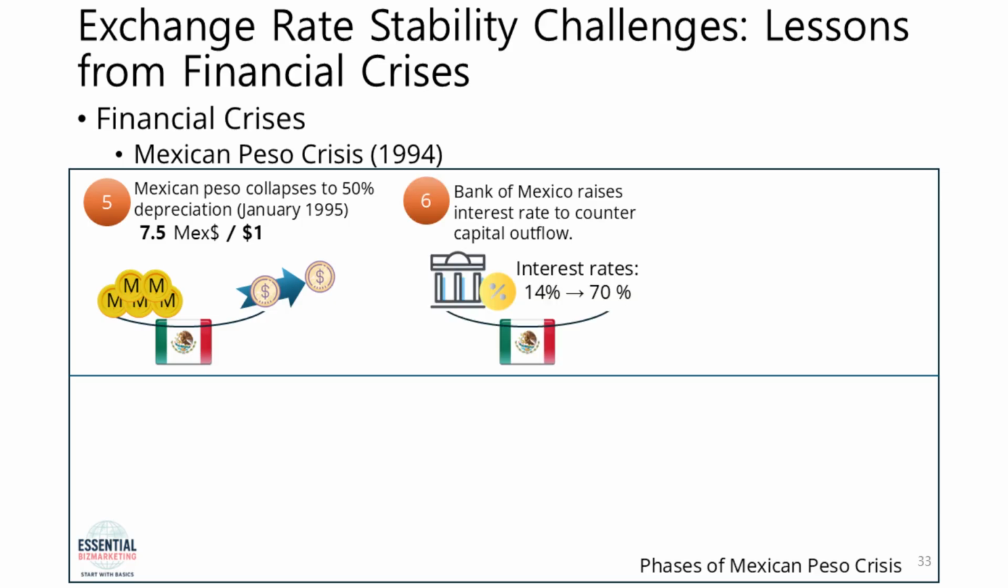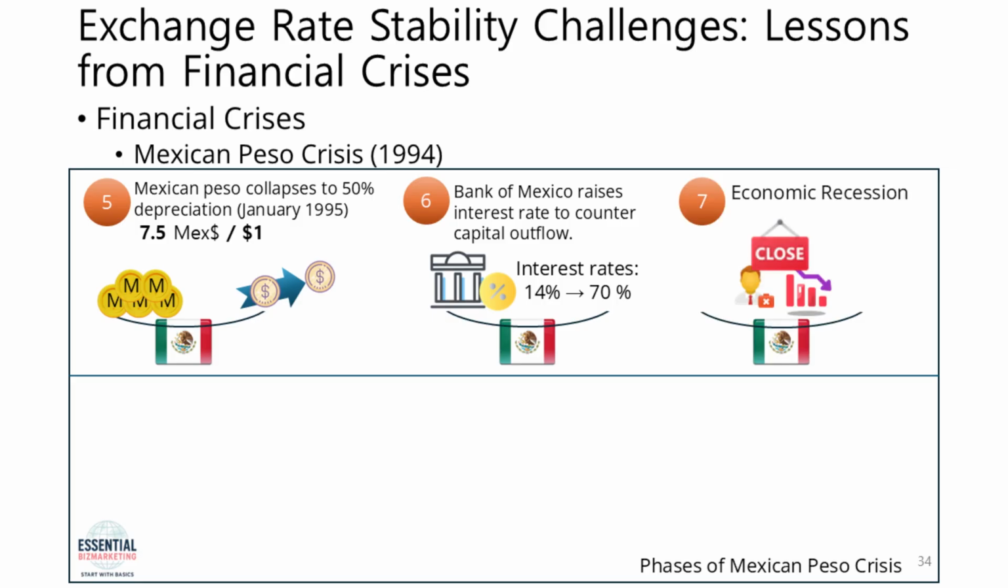To counter the crisis, Mexico's central bank took aggressive action. Interest rates were raised sharply from 14% to 70% to discourage capital flight. The rate hike was a desperate attempt to stop capital outflows and stabilize the peso.